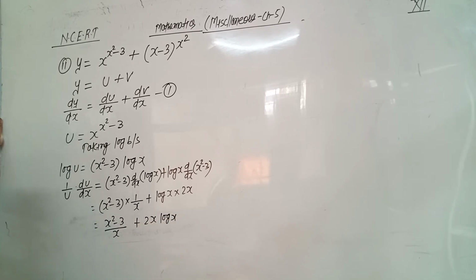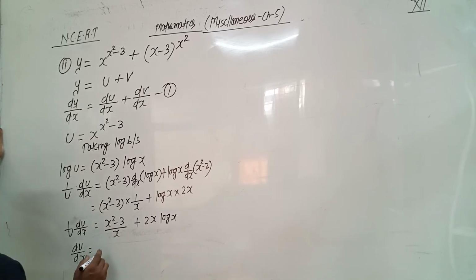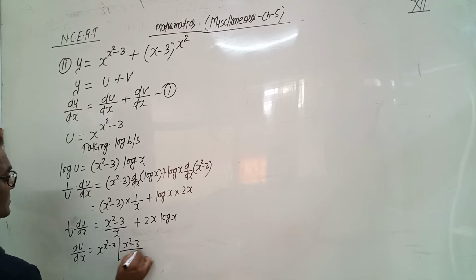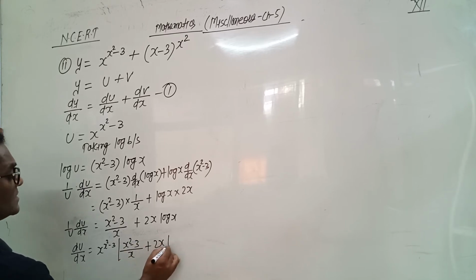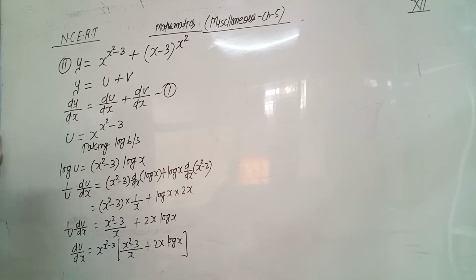So we get x square minus 3 by x plus 2x log x. This is the value of 1 by u into du by dx. To get du by dx, u will be shifted to the right side, and the value of u would be x raised to the power x square minus 3, times x square minus 3 by x plus 2x log x. So this is du by dx. We get the value of du by dx. Now we find dv by dx.